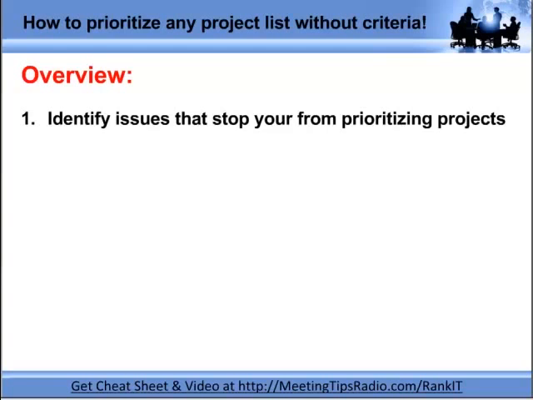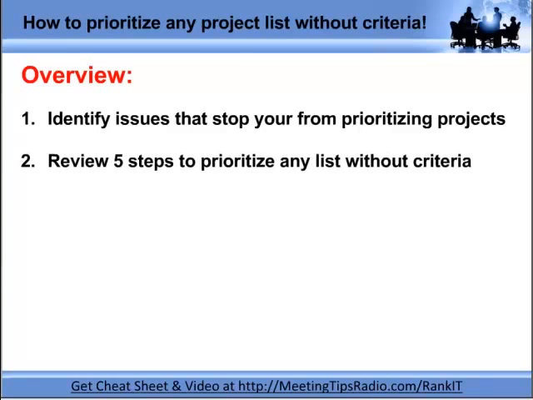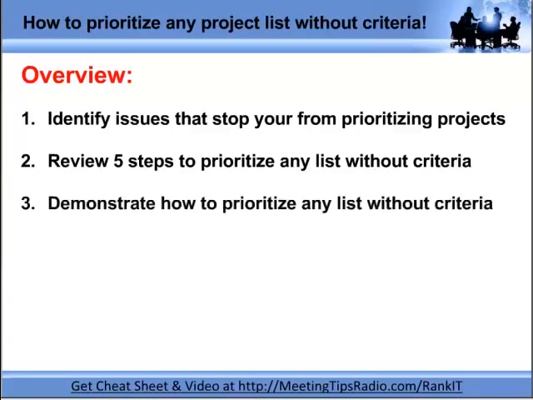So let's quickly go over what we're going to do today. First thing we're going to do is identify the issues that stop you from prioritizing projects. We're going to get a little bit of your feedback too. We're going to talk about some of that and ways to take care of that. The second thing we're going to do is review the 5 steps to prioritize any list without criteria, and I hope you're sitting there saying that's not possible. I want you to really be asking that question. I want you to also be thinking, how am I going to apply this? Because I think you're going to see by the end, you're going to tell us if it's possible to do without criteria, because we know we've seen it happen.